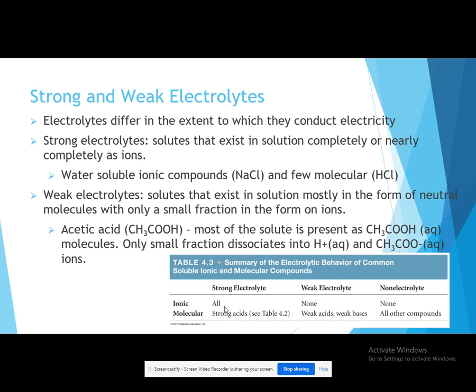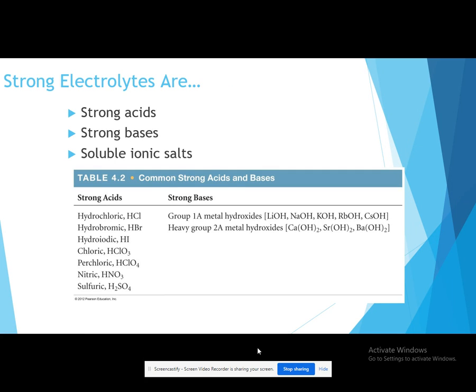So I like to put this little chart up here, and you will see it again. It's just a summary of how to tell if something is a strong, weak, or non-electrolyte. Ionic compounds, all of them are strong, and none of them are weak or non. Where you're going to run into trouble is molecular compounds, whether it's an acid or a base, and strong acids versus strong bases. So let's break this down even further. Strong electrolytes are strong acids, strong bases, and any ionic compound.